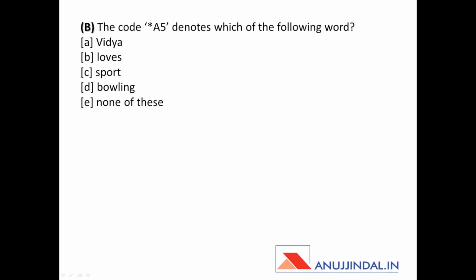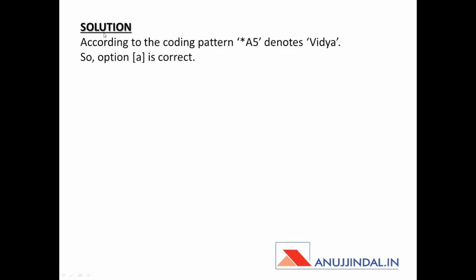Now question B says, the code *A5 denotes which of the following words? We have just found out that asterisk stands for V, and 5 means that there are 5 letters in the word, and A is the last letter of that word. So in option A we can see V, asterisk stands for V, and that is the first letter. It is correct. And there are 5 letters in this word, that is VIDYA, and A is the last letter. So *A5 denotes Vidya, so option A is the correct answer.